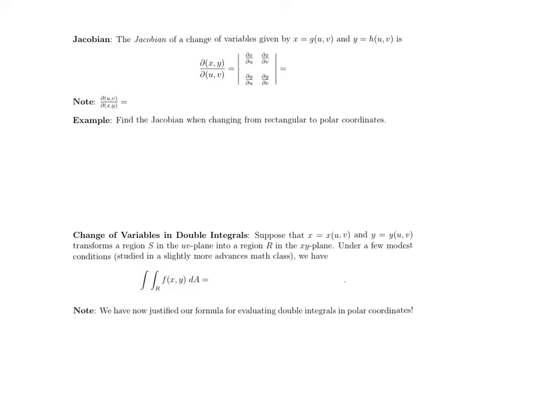But before doing so, we need to introduce a new concept. We need to talk about the Jacobian of a change of variables. So if we have a change of variables given by x is equal to g of u,v, y is equal to h of u,v, then the Jacobian, something that we refer to as partial x,y over partial u,v, is a 2 by 2 determinant. The top row of the determinant comes from taking the first variable x, differentiating with respect to u for the first entry, v for the second entry. And then the same idea with y's for the second row.